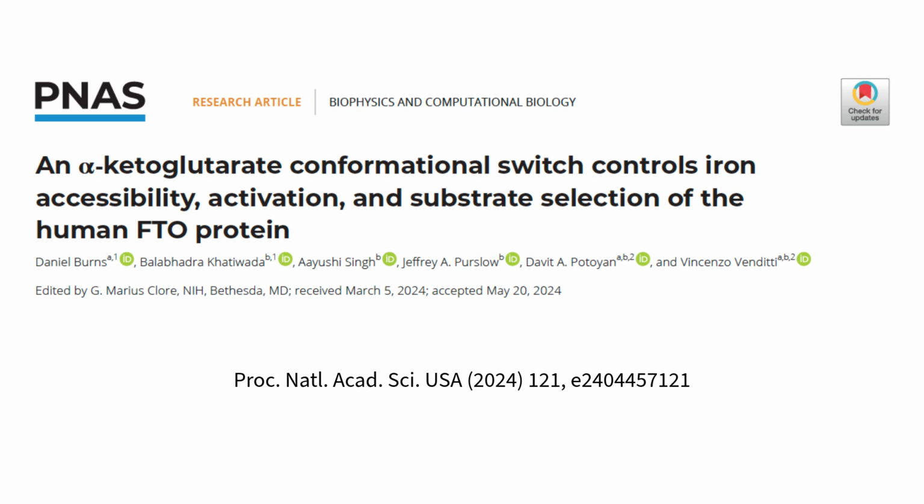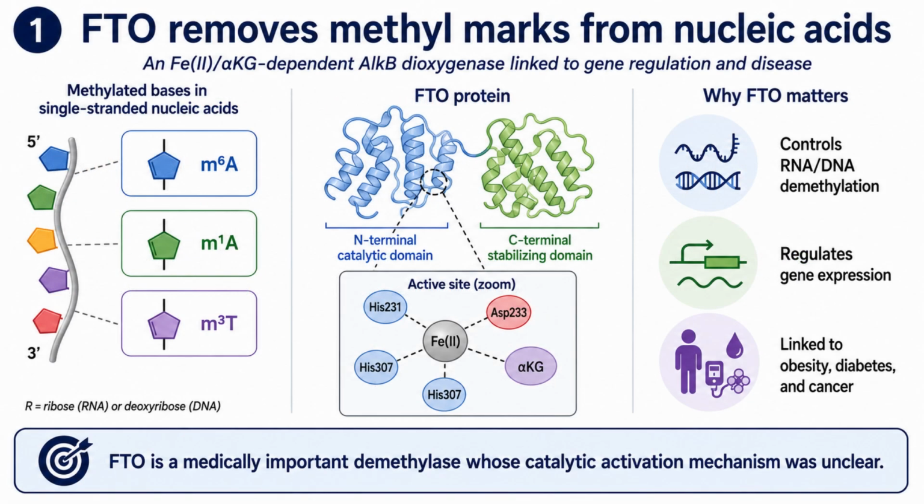How does FTO know when to activate oxygen chemistry? FTO is a human iron(II) and alpha-ketoglutarate-dependent dioxygenase that removes methyl marks from nucleic acids. It is best known for demethylating m6A, an abundant RNA modification involved in gene regulation. And FTO activity has been linked to obesity, diabetes, and cancer.